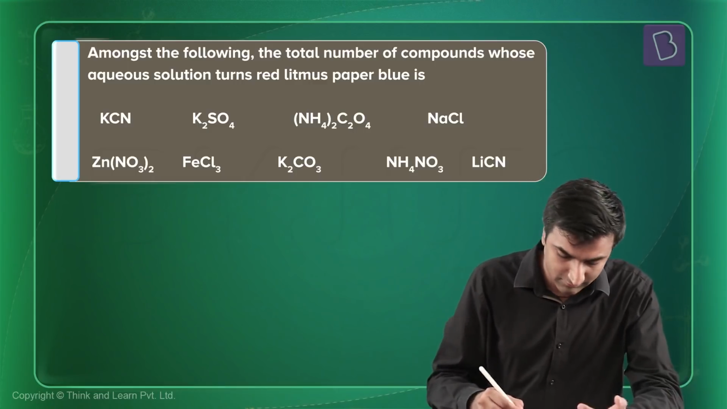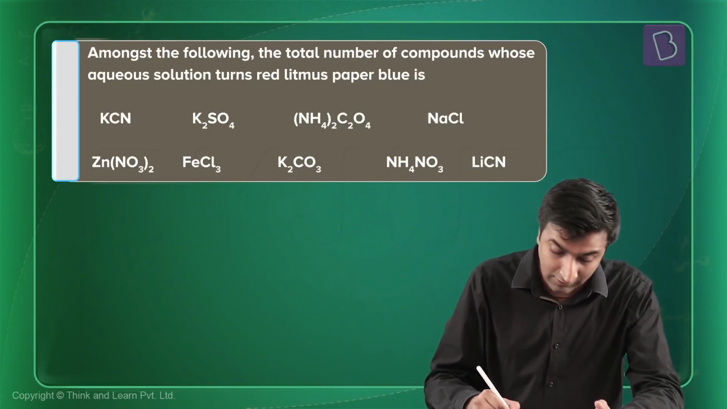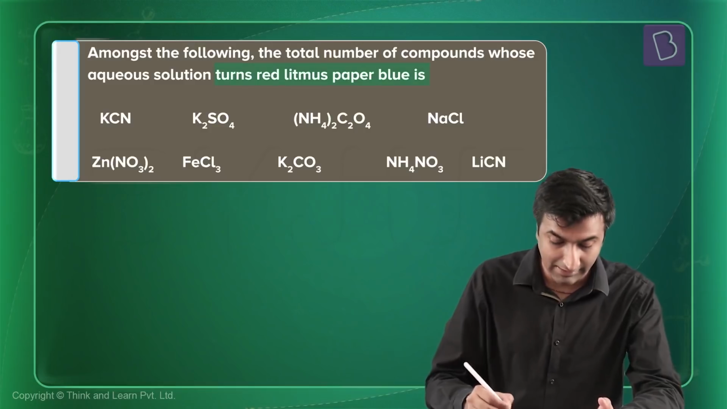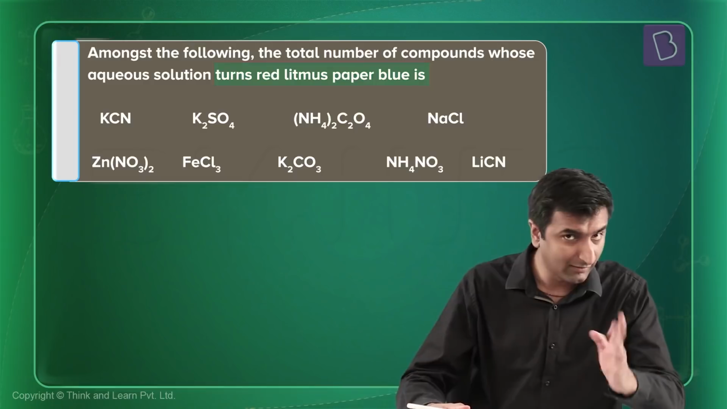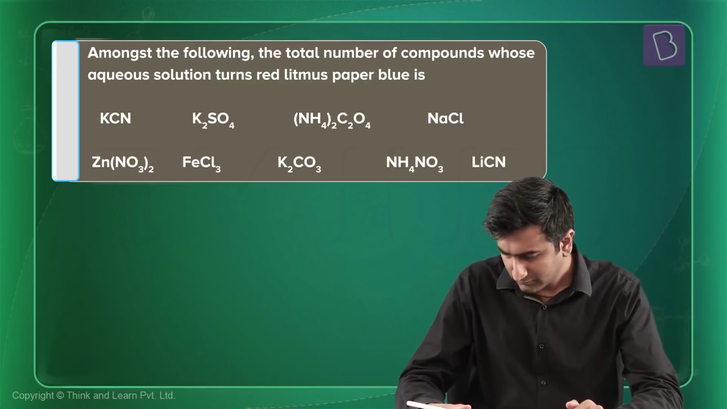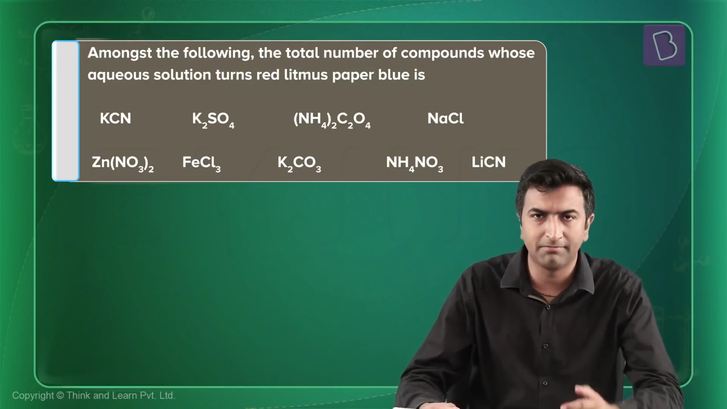Well, there are some compounds given over here. We need to figure out which one of them turns red litmus paper blue, which means that they are acidic. No, they're basic. Red to blue is basic. How do you do that? Why would a compound be basic?